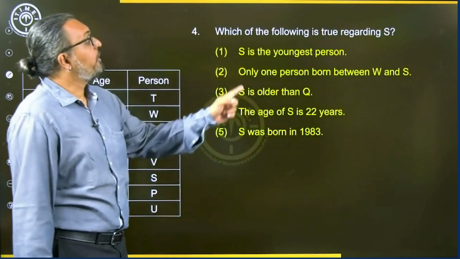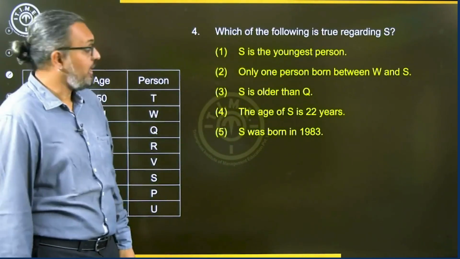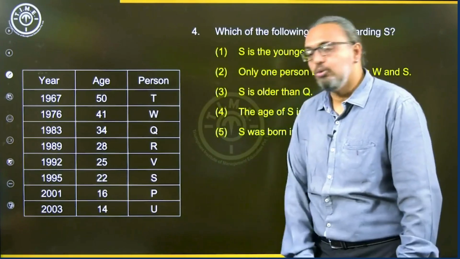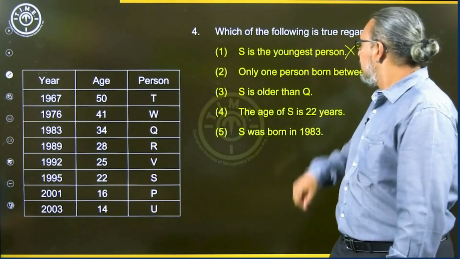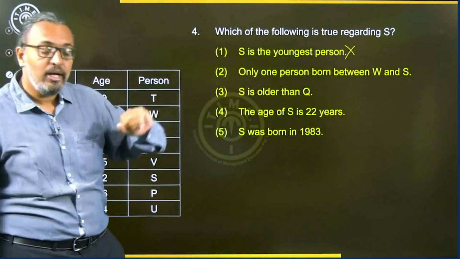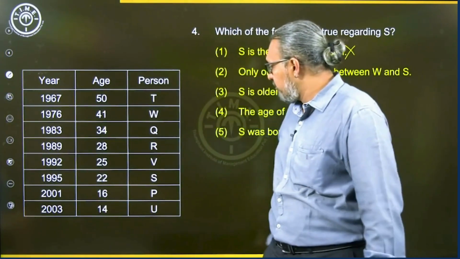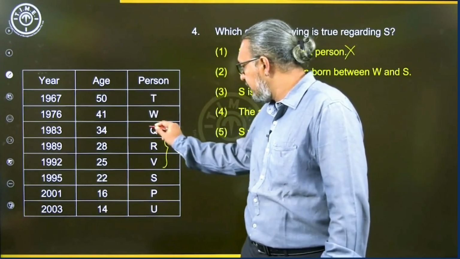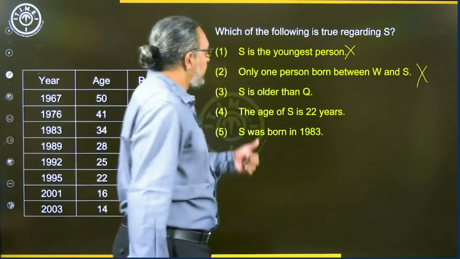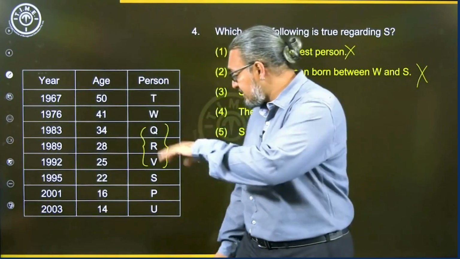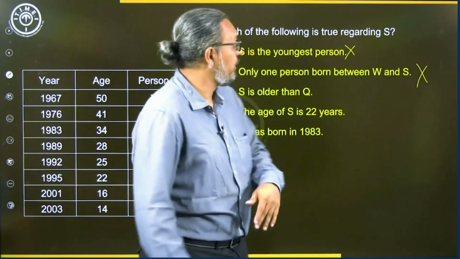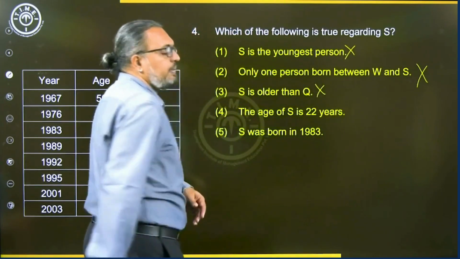Then, which of the following is true regarding S? Okay, let's look into that. S is the youngest person. Is S the youngest person? No, it is U. So this is not correct. What next? He says only one person born between W and S. Let us check. Is there only one person between W and S? No, there are 3 people between W and S. So that is also wrong. The next, S is older than Q. Means is S above Q? No. S is coming below Q. Means S is younger than Q. So this is also wrong.